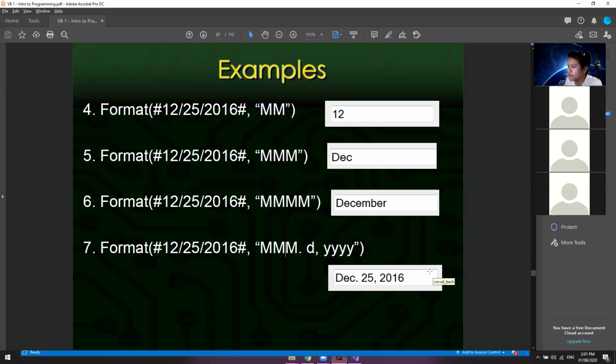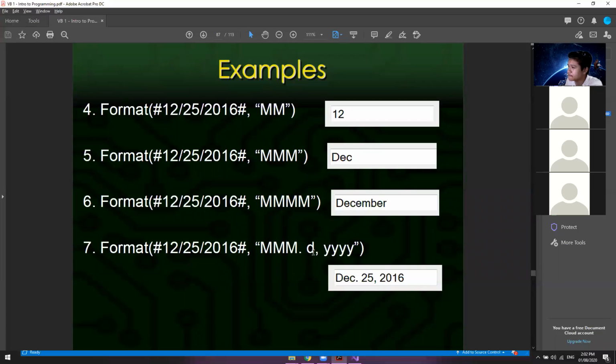And then, another example is, so, of course, pwede ka magdagdag. Just put dot, and then the date, and then comma, and then the year. Okay? Wherein you have this one. Okay, December 25, 2016. Okay?